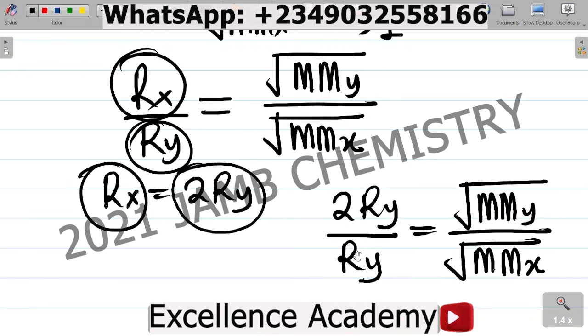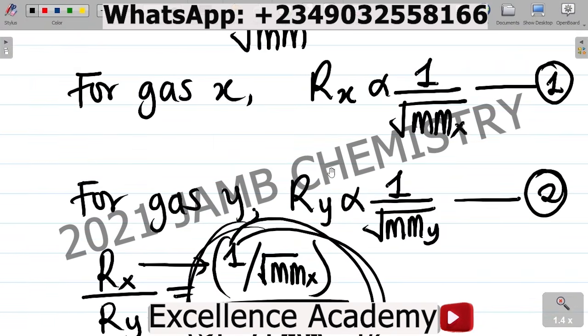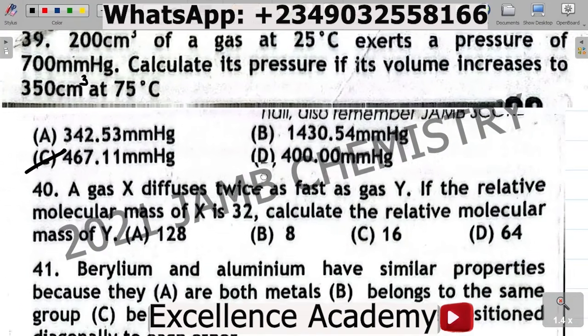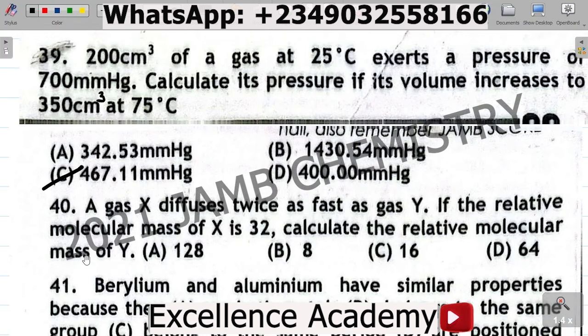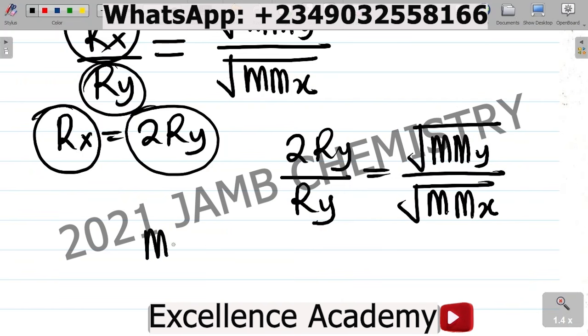Let's get the values and impute them here. For this question, they said the relative molecular mass of X is 32, and we are to calculate the relative molecular mass of Y. So for X it is 32, for Y it's unknown. At this point, they said the molecular mass of X is equal to 32.